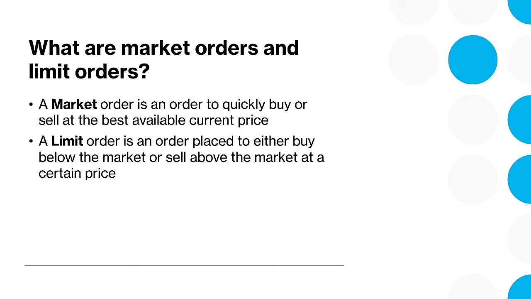So what are market orders and limit orders? A market order is an order to quickly buy or sell at the best available current price, whilst a limit order is an order placed to either buy below the market or sell above the market at a certain price. As you can see with market orders, you simply want to get into the markets right there and then. You're not waiting on the market to reach a specific price level. Whilst with a limit order, you're waiting for price to reach a specific price level before you actually enter a trade.